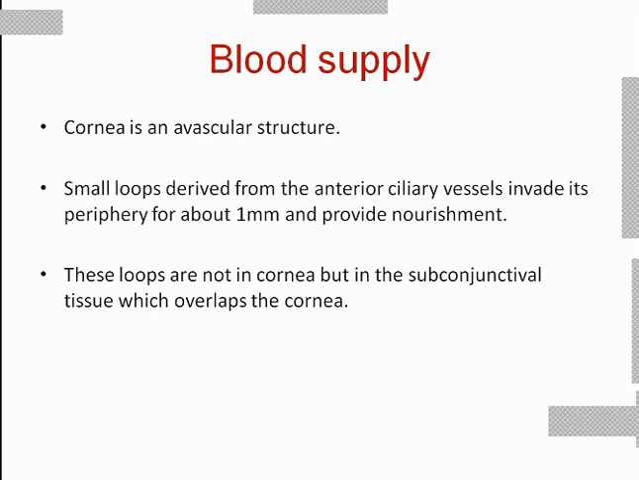So what is the blood supply? This is very important, because the cornea is avascular. So how does it get nutrition? Nutrition is important for any structure to survive. Small loops derived from the anterior ciliary vessels invade its periphery from about 1 millimeter and provide nourishment. You can see small vessels at the limbal area that bring nourishment to the cornea. These loops are in the cornea and the subconjunctival tissue which overlaps the cornea.